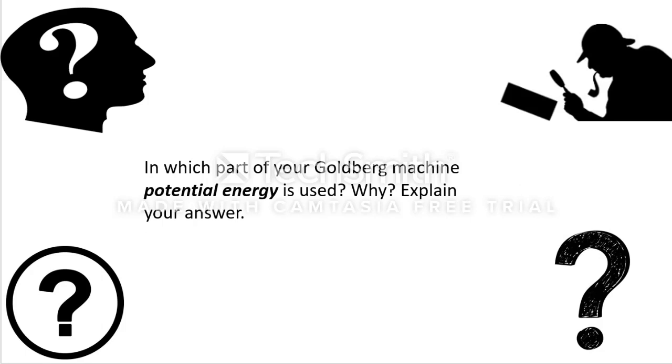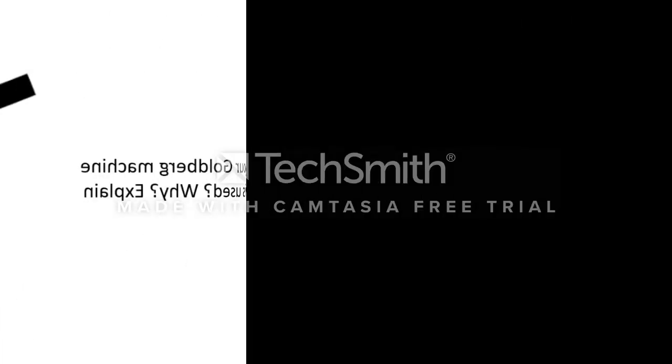So the first one is, in which part of your Goldberg machine is potential energy used? Why? Explain your answer. Well, potential energy is used in my Goldberg machine almost all the time because gravity is included in potential energy. And as you could see, my machine practically depends on gravity because without it, the car could not use the ramp, the ball could not go down and bounce on the bench and hit the books, and the books could not use the domino effect and make the goal. So that's why I think potential energy is very used in my experiment and is very important.